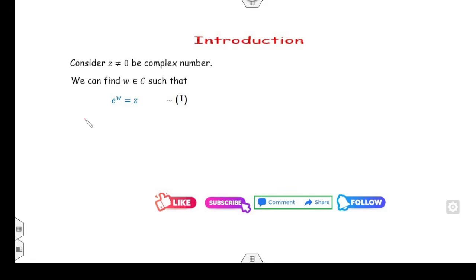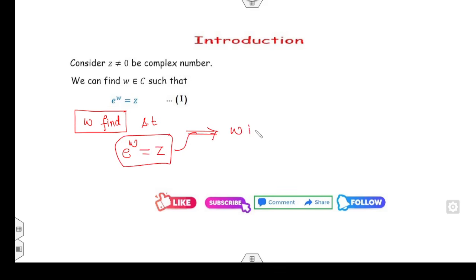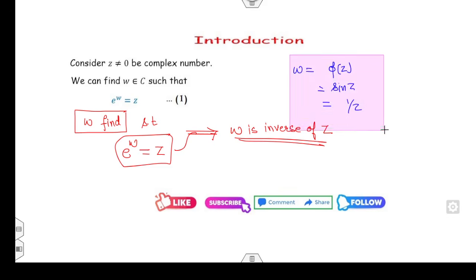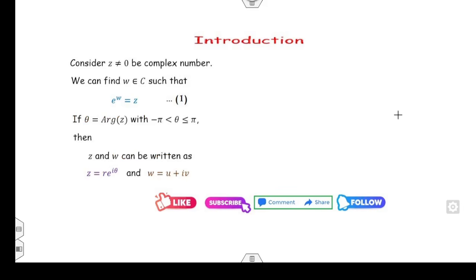So our target is to find w such that e raised to power w is equal to z. That means w is the inverse of z. If the value of w comes out as log z, then log z is the inverse of z. If the value of w comes out as anything, let's say phi of z, sin of z, 1 over z and so on, whatever comes, we call that the inverse of z. Fine. So now let's see how we can find that.